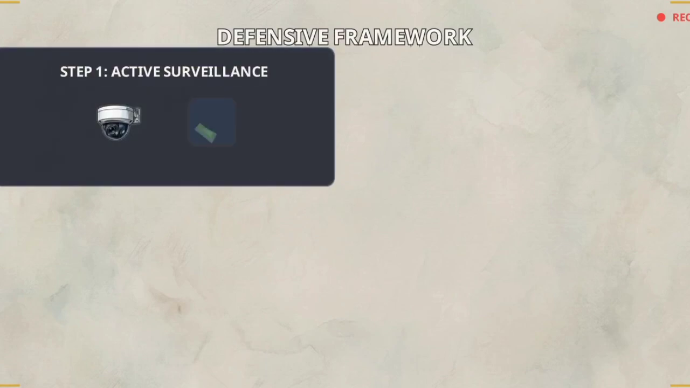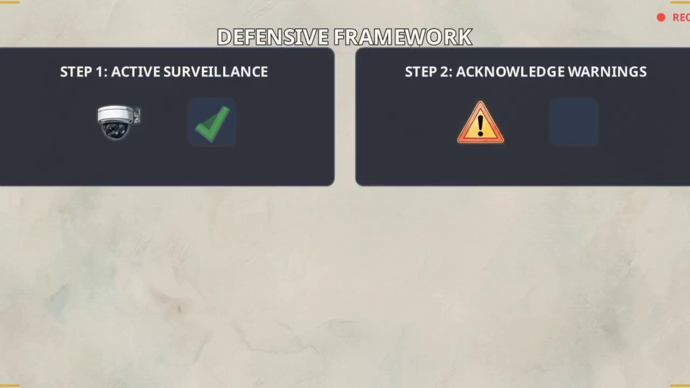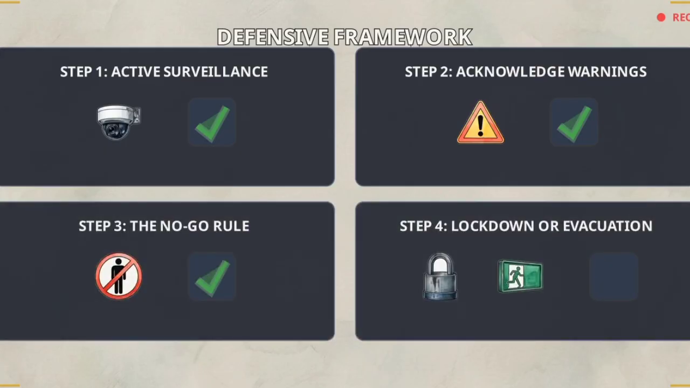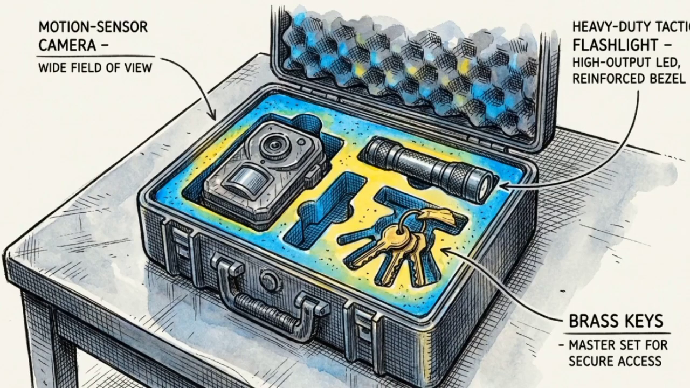This checklist outlines your complete defensive framework. Step 1. Establish active, overlapping surveillance. Step 2. Acknowledge early environmental and technical warnings. Step 3. Strictly obey the no-go rule. Step 4. Execute a decisive lockdown or evacuation. You now have a concrete system for managing the impossible.